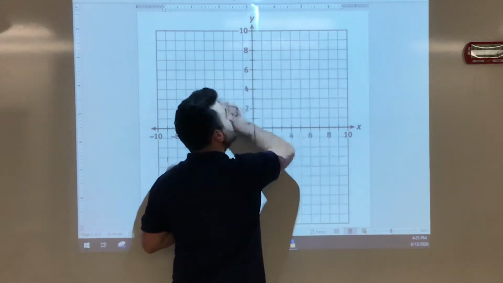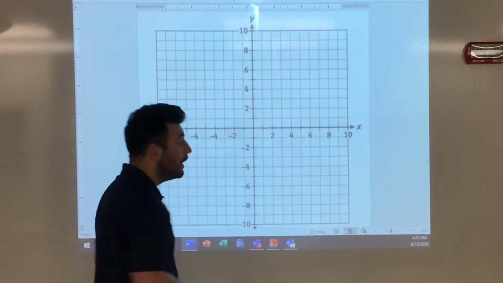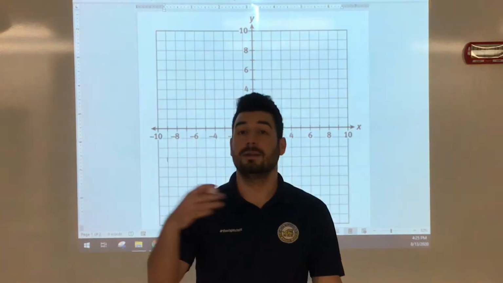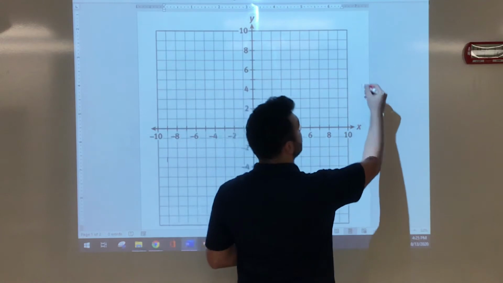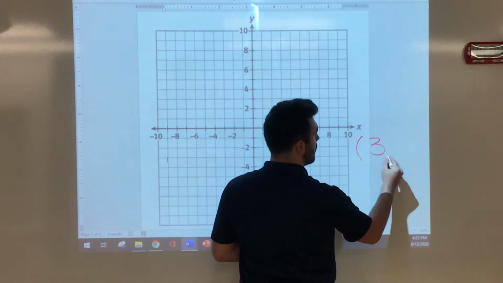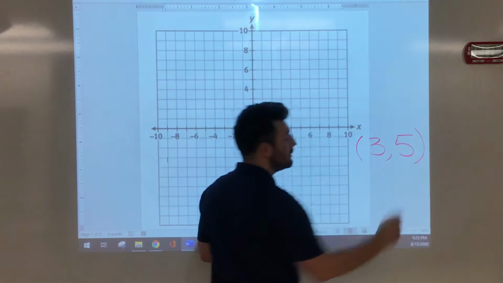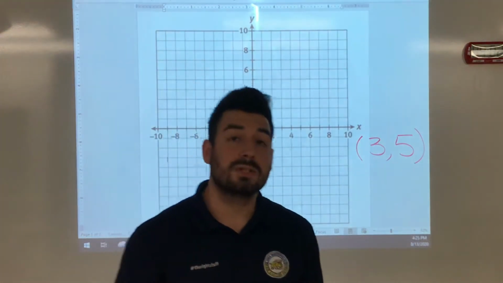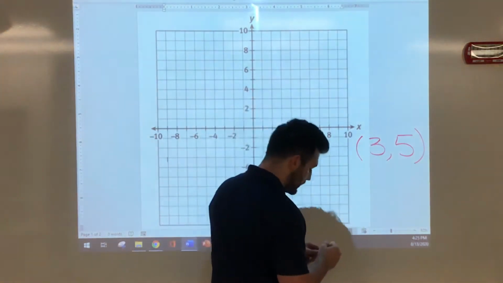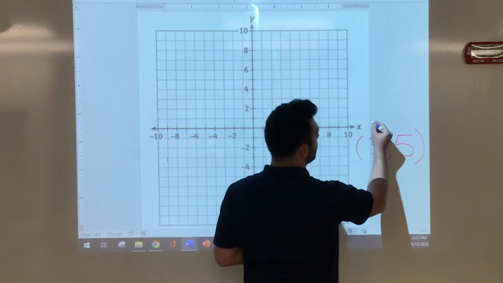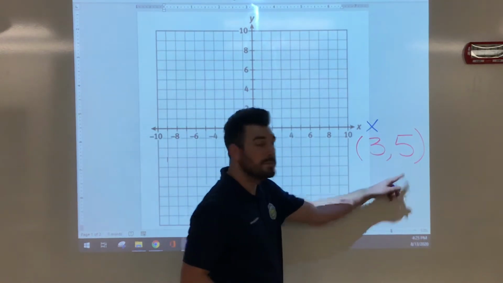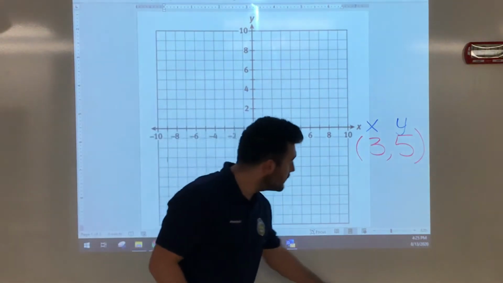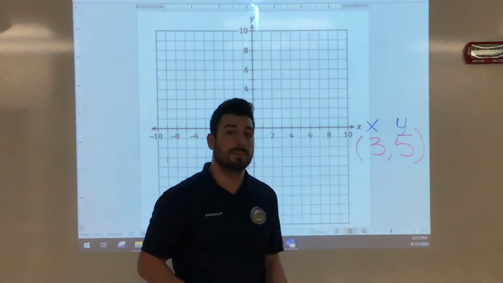So, let's begin. What if we wanted to plot the point 3, 5? I'm going to write that down. 3, 5. So we know that 3 represents our x value, so I'm going to write an x. And we know 5 represents our y value. It's always a quick tip to write those out if you need help remembering them.